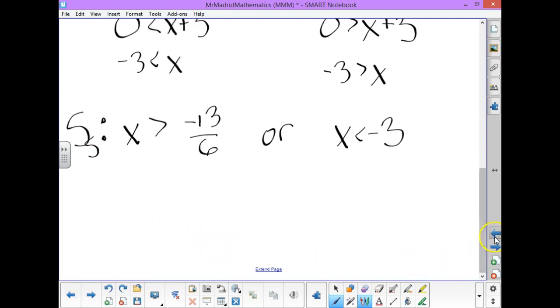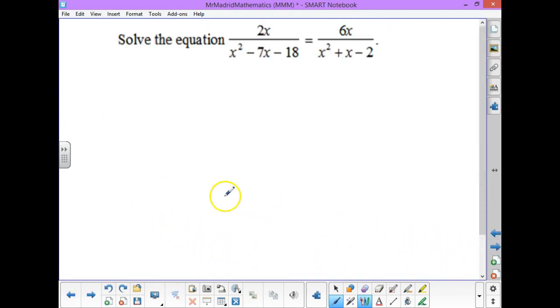Alright, so I'll admit that one had a lot going on. Just kind of take a deep breath. This one is the last one, and this one's a lot more straightforward. Out of the 5, 4 of them are pretty straightforward. That last one we looked at, we'll spend some time in class looking at it a little closer. Alright, so here we are, solve the equation.